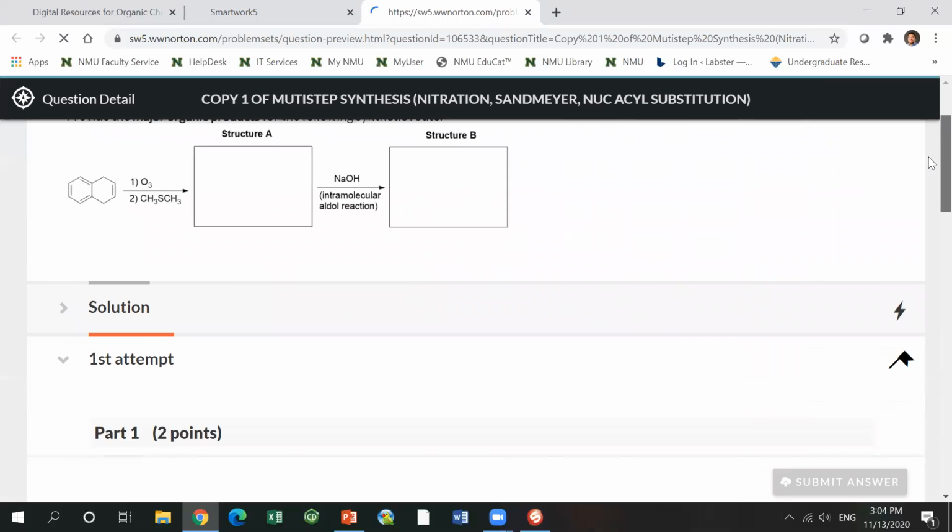Ozonolysis we learned in a pretty early chapter, chapter 11, addition chapters. That one is pretty easy. Whenever you see a CC double bond break up, it becomes two CO double bonds, and you get a dialdehyde. Those two can have an intramolecular aldol condensation.